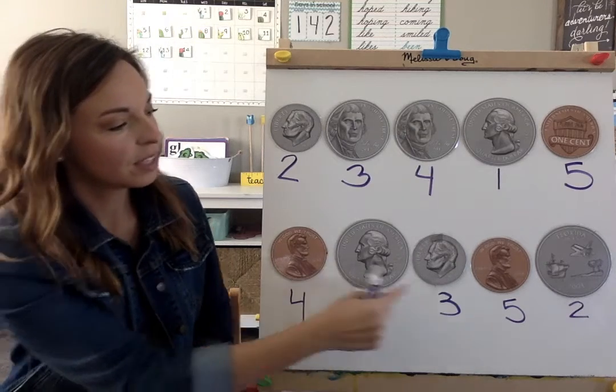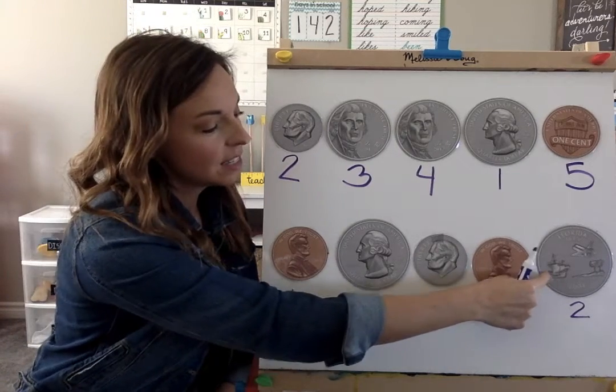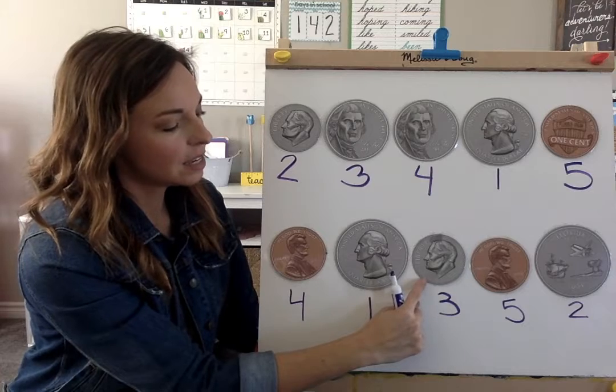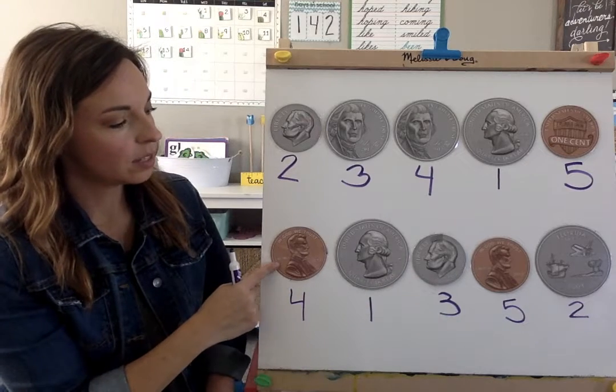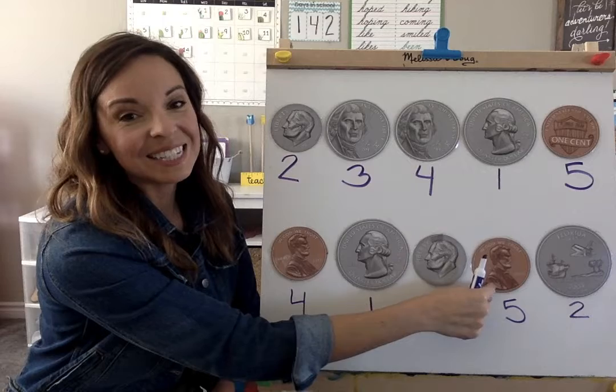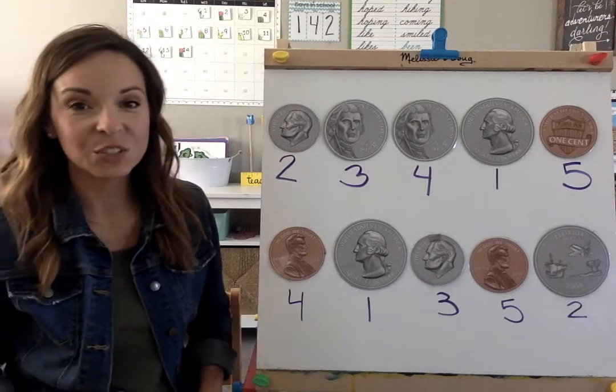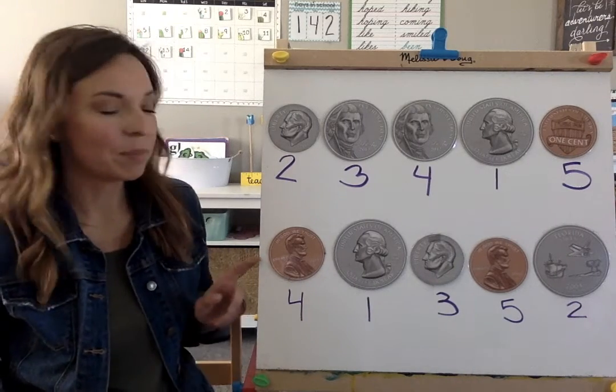25, 50, 60, 61, 62. I have 62 cents in my bottom group.